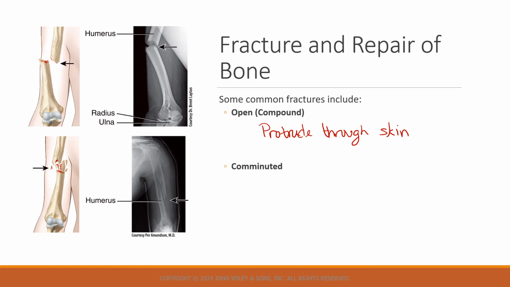Comminuted fractures are when the bone is splintered, crushed, or broken into pieces at the site of impact. You can definitely see that here in this picture. And you have a lot of smaller bone fragments that lie between the two main fragments. So we're going to have splintered or crushed broken pieces, with a lot of small fragments between the two larger main fragments.